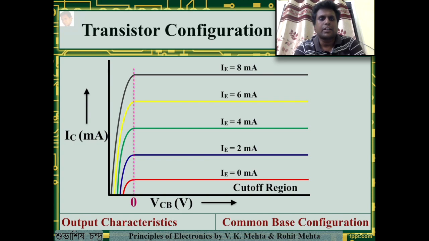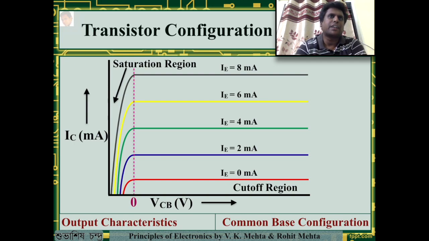The next is the saturation region, in which the emitter base junction and the collector base junction are forward biased and the transistor is on. In the previous case, the transistor was off. So a transistor can be made to switch between the saturation region and the cutoff region, that is on and off, and this gives the transistor one application, the application of it as a switch.